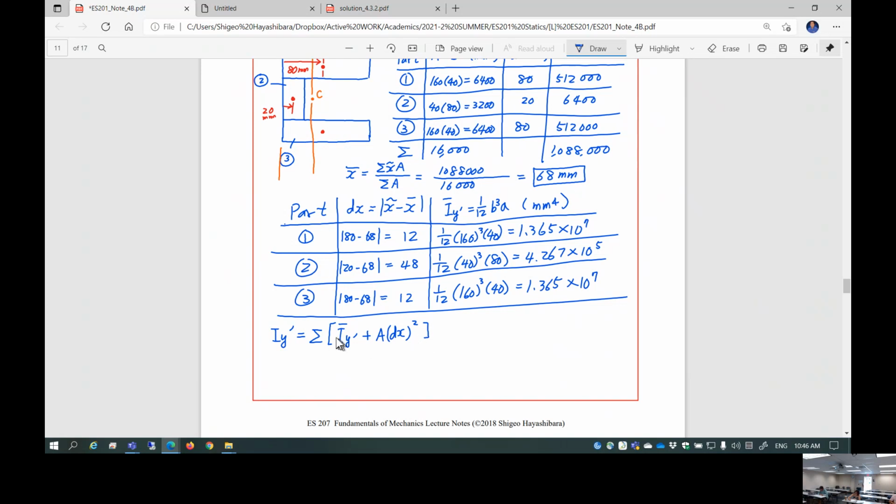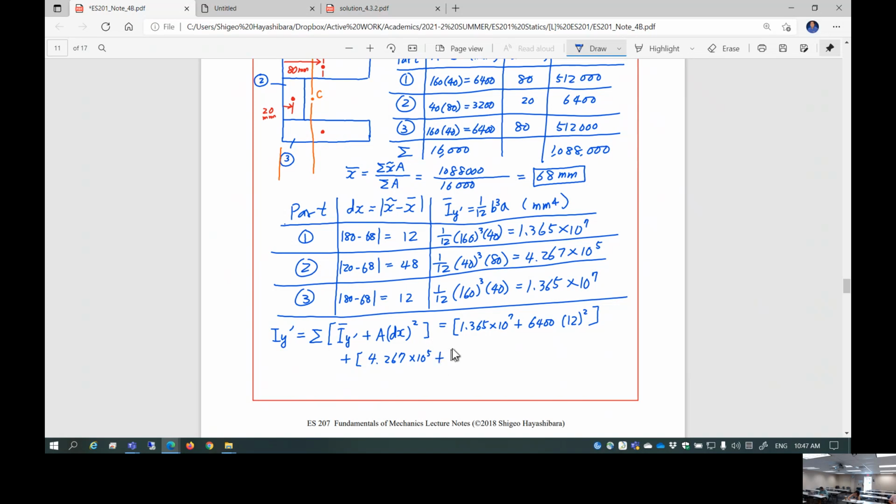So this is the parallel axis theorem for each part. Part 1, Iy prime is 1.365 times 10 to the 7 plus the area A, which is 6,400, times dx squared, 12 squared, right? Plus part 2. Part 2 is this one, 4.267 times 10 to the 5.